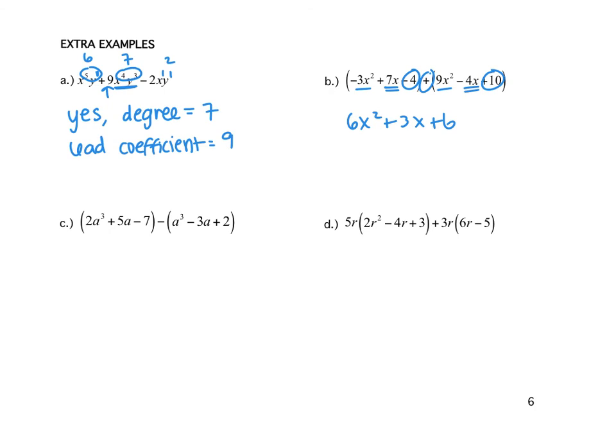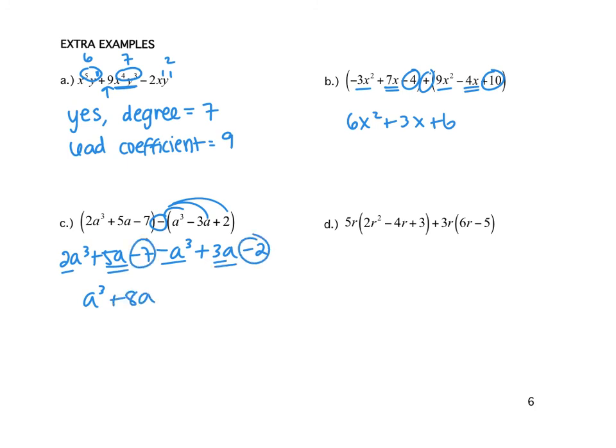In example C, this time we are subtracting. So you're going to distribute that negative. We get -a cubed plus 3a minus 2. And bring down that first polynomial. And now again, we're combining like terms. So 2a cubed and -a cubed gives me a cubed. 5a and 3a gives me 8a. -7 and -2 gives me -9.